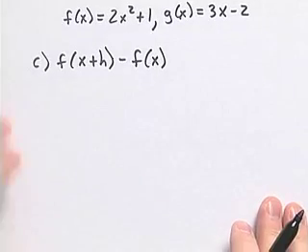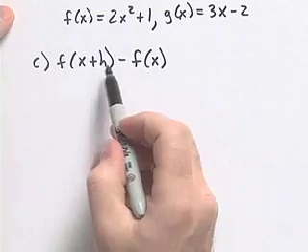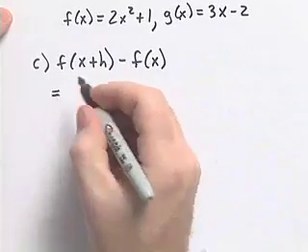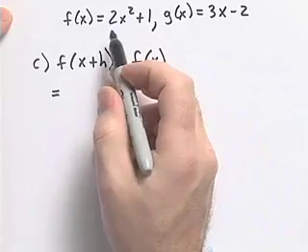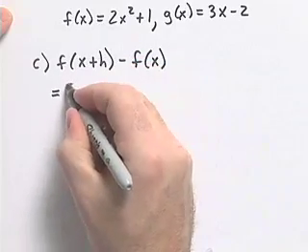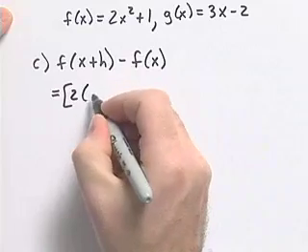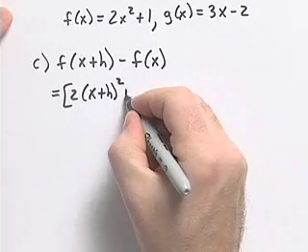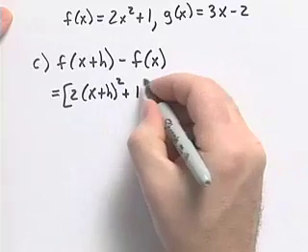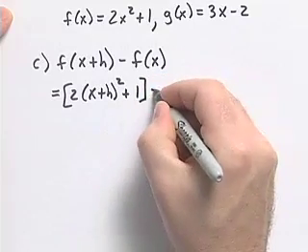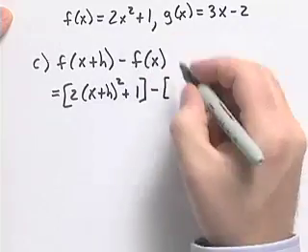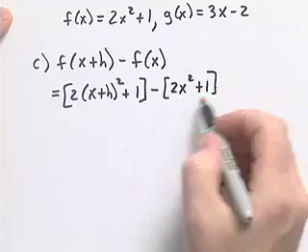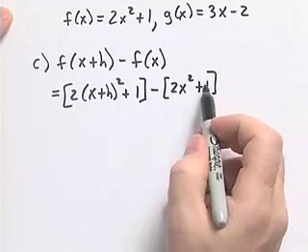For part C, we want f of x plus h minus f of x, again using our two functions. We need to evaluate the function at x plus h, here the function f, and so we'll get 2 times (x plus h) squared plus 1, that's f of x plus h, minus f of x, so we just rewrite our function, 2x squared plus 1. Again, grouping symbols are important because we're going to be doing a subtraction.